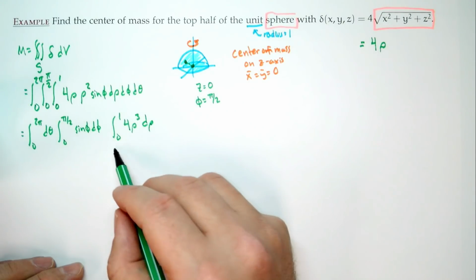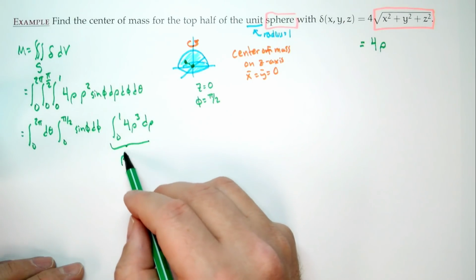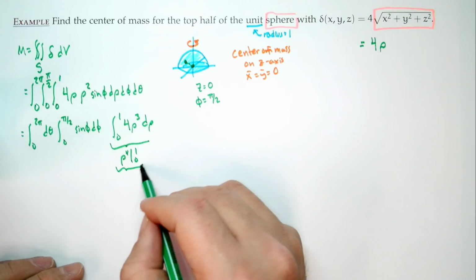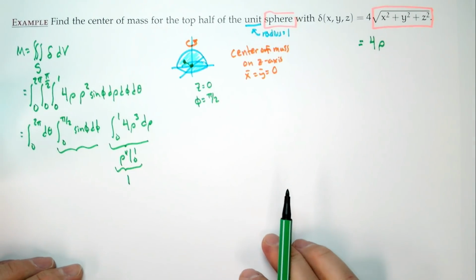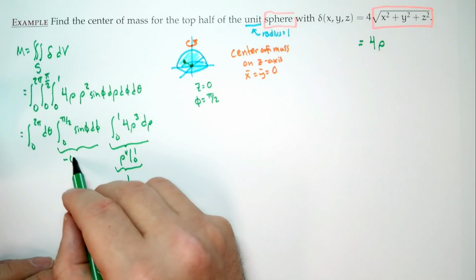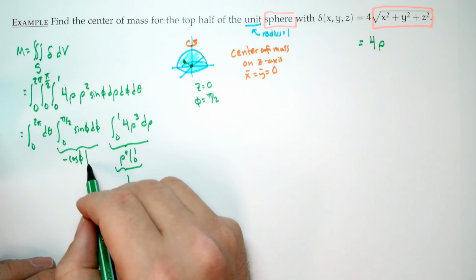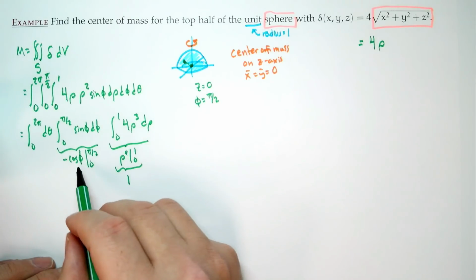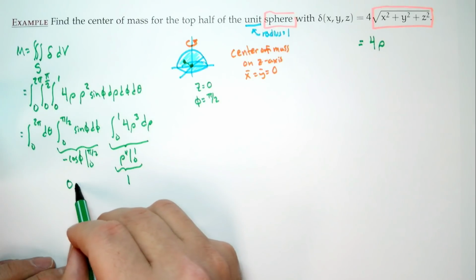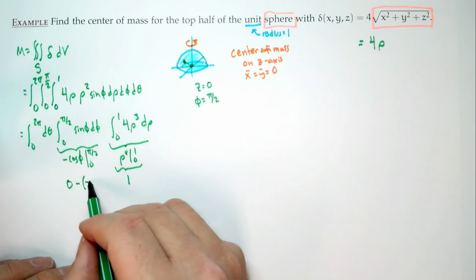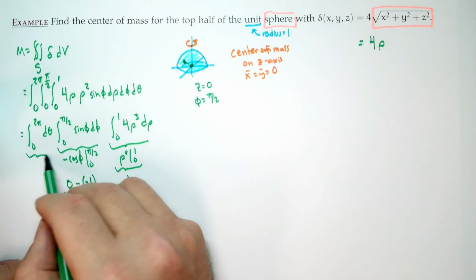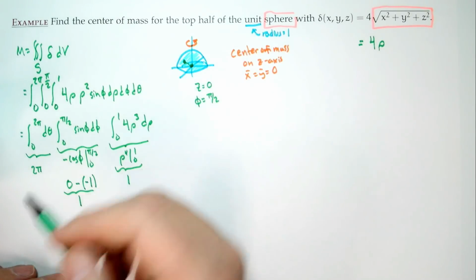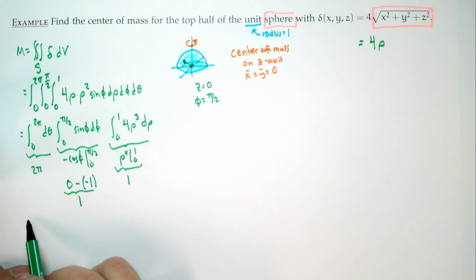d rho. Now this part is rho to the 4th, evaluated from 0 to 1, also known as 1. If you integrate sine of phi, the integral of sine is minus cosine, and then we evaluate from 0 to pi halves. Plug in pi halves, cosine of pi halves is 0, and we subtract negative cosine of 0, which is negative 1, which means this will be 1. And then 0 to 2 pi d theta is 2 pi, and therefore 2 pi times 1 times 1, so our mass is 2 pi.